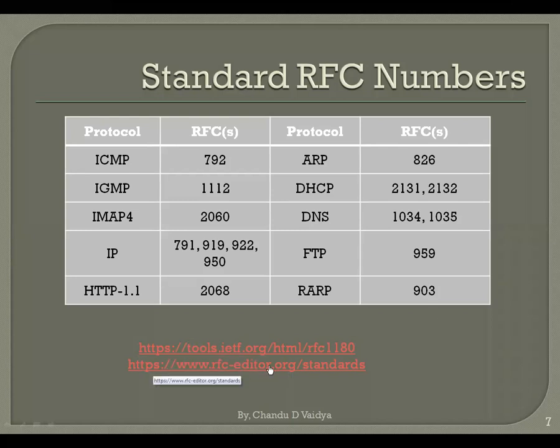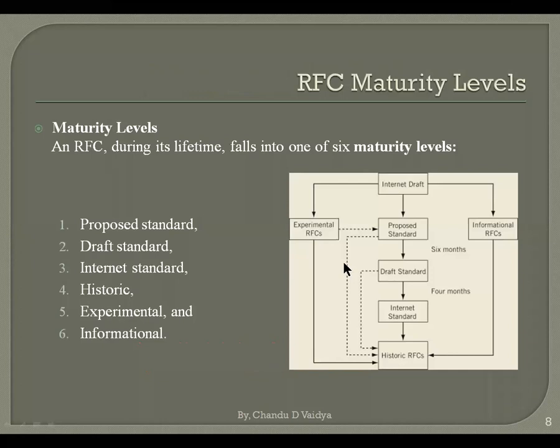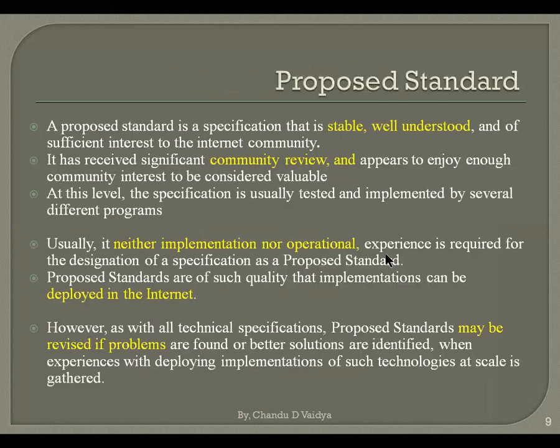Then there are some maturity levels. Actually, there are 6 maturity levels of the RFCs. The very first is proposed standard, then draft standard, internet standard, historical, experimental, and informational. So these are the 6 maturity levels. We can see in the diagram how this life cycle works. Let's take them one by one. A proposed standard is a specification that is stable, well understood, and of sufficient interest to the internet community.